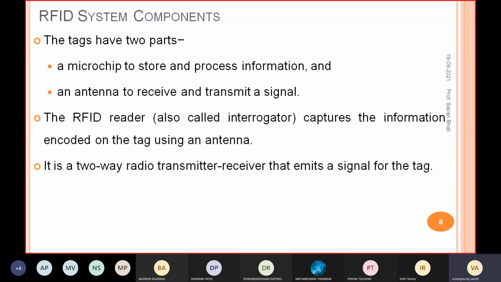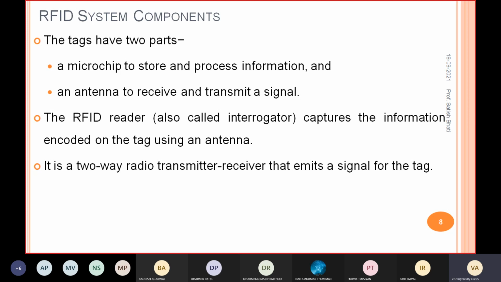So the tag has two parts, right? In the tag you have a microchip to store and process the information, and the second part in the tag is an antenna to receive and transmit a signal. As I told, tags are nothing but electronic circuits. In that circuit you have a microchip, and in that microchip you have a processor to process the information or data, and you also have some memory to store the data.